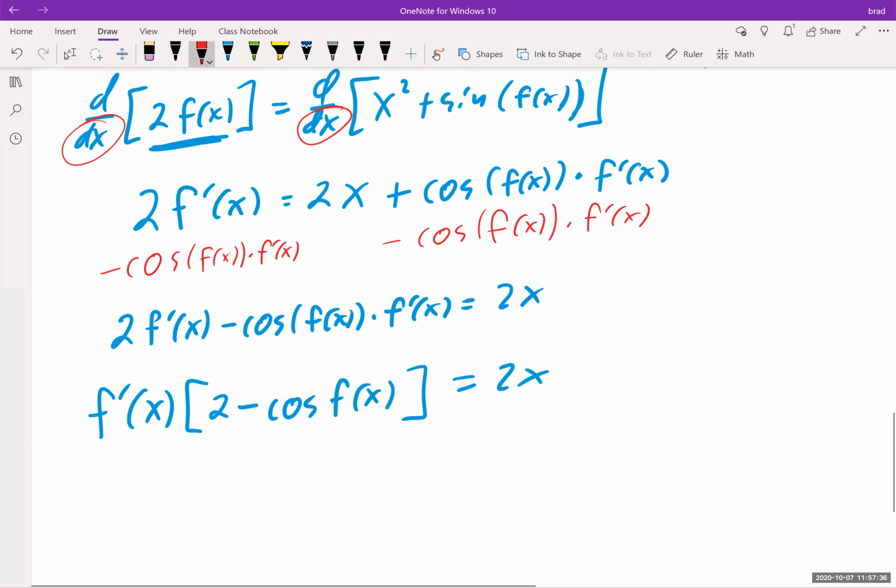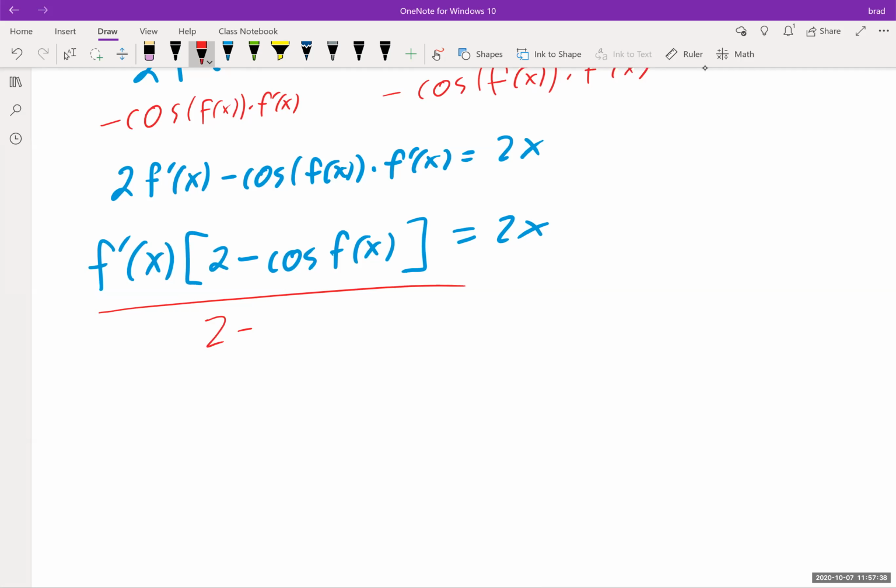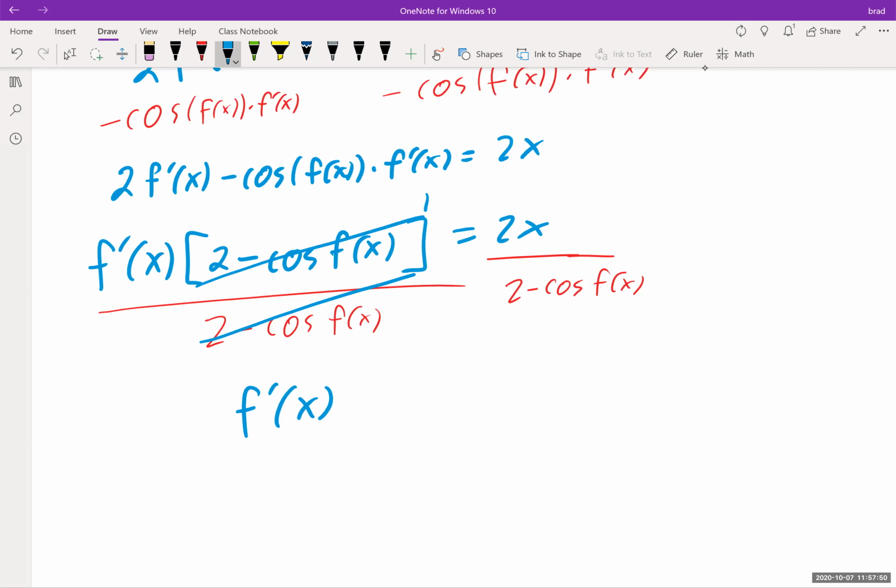And then you guys know from here, pretty straightforward, we divide by 2 minus cosine of f of x, divided by 2 minus cosine of f of x, okay? So then our final answer is f prime of x, and remember these canceled, right? They became 1s. And we have f prime of x is equal to 2x over 2 minus cosine f of x. Let me just double check my answer, make sure I don't make any silly mistakes. 2x over 2 minus cosine of f of x. Yep, that's it. So this would be my answer.